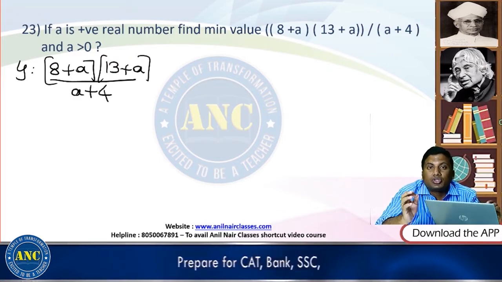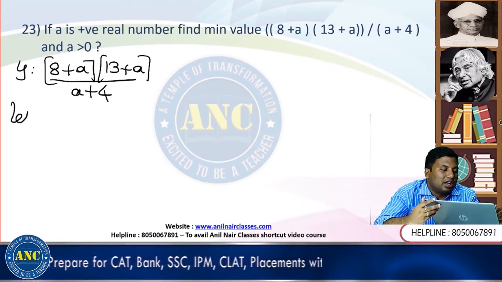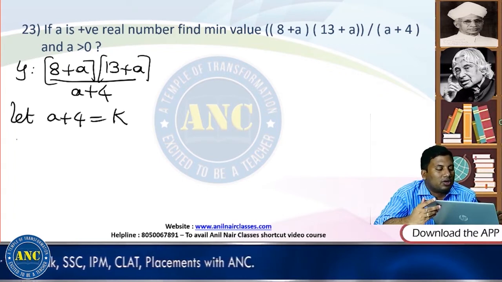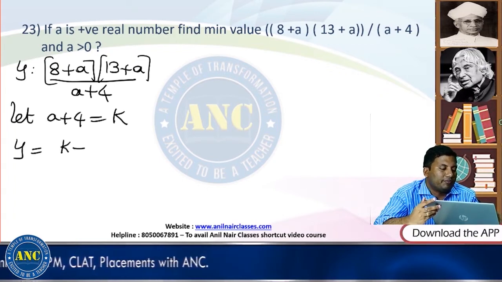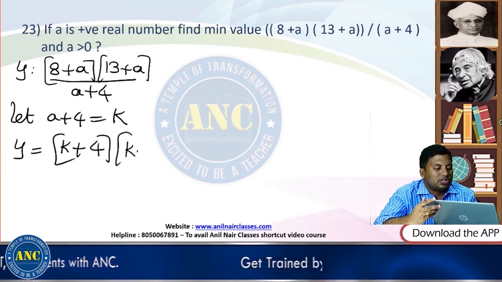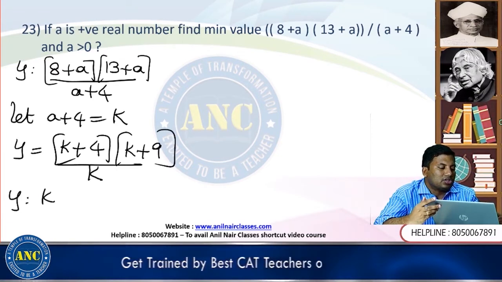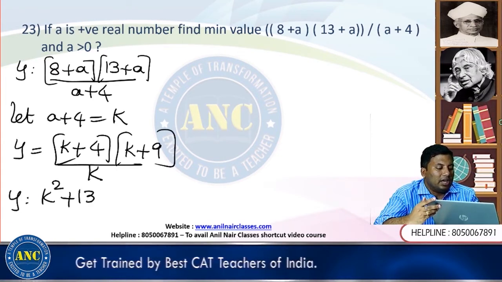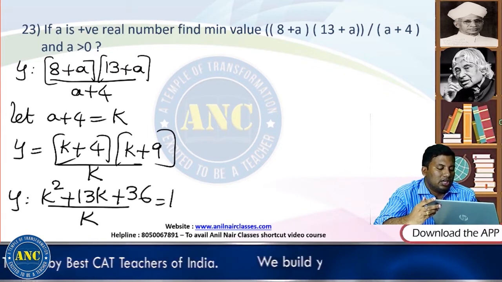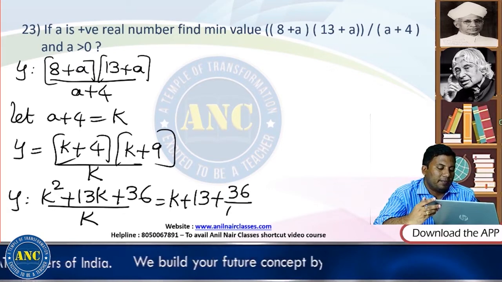The best way to solve for the minimum value of a rational function is to let the denominator be equivalent to K. So A plus 4 is K, and this will become (K plus 4) into (K plus 9) divided by K. So these are nothing but K square plus 13K plus 36 divided by K, that is K plus 13 plus 36 by K.